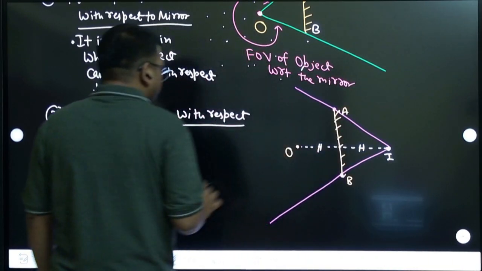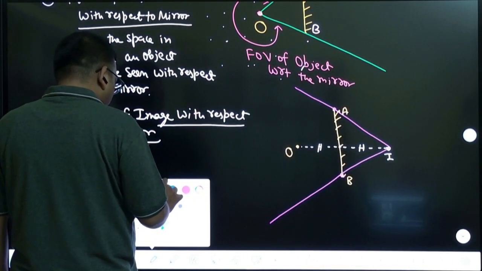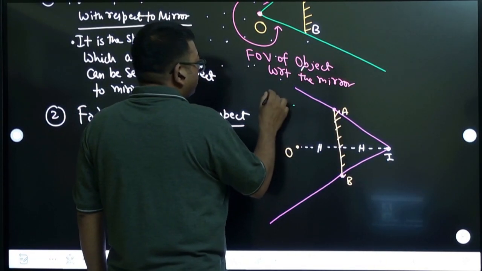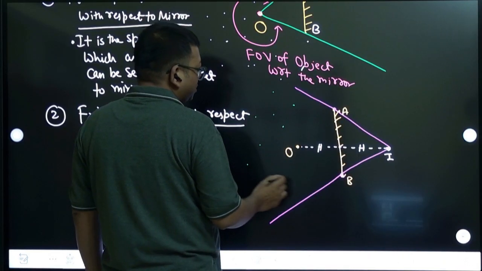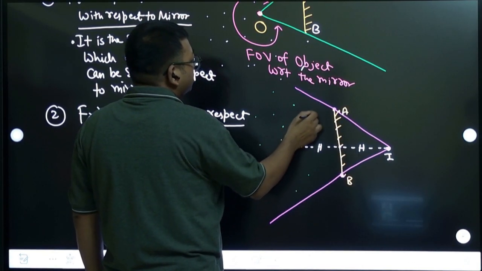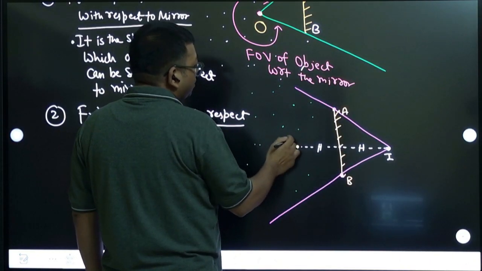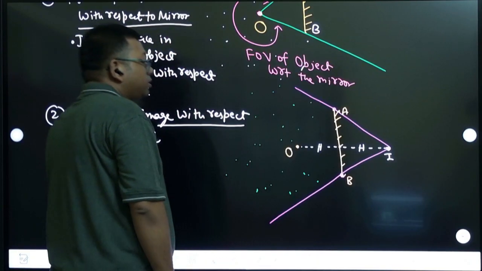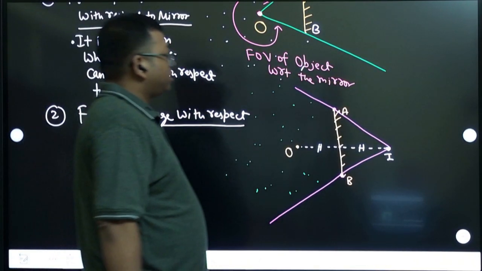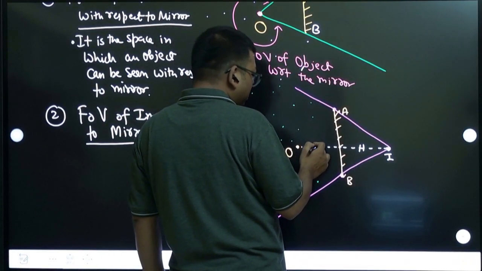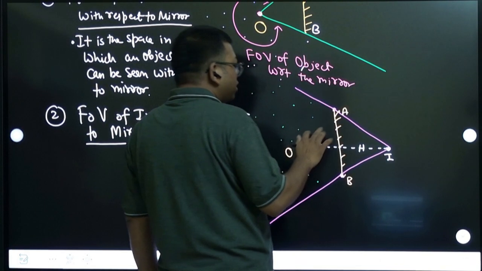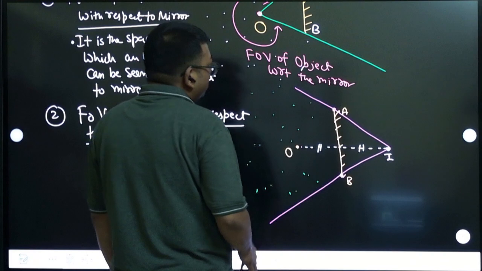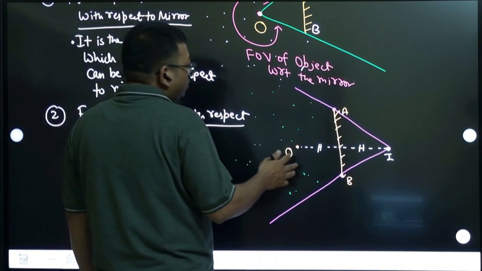Now, if you want to see this image, you have to be present in this space. If you are present in this space, you will be able to see that image. Definitely, you should not be present here, because if you are present in between, you can obstruct the rays of light. So here also you need to be present.